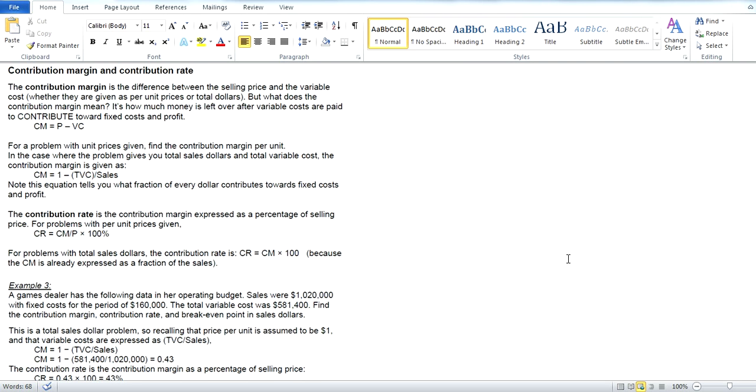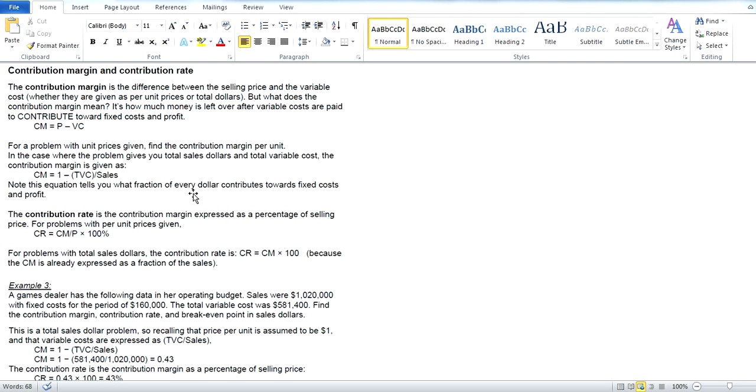Okay. So the contribution margin is the difference between the selling price and the variable cost, regardless of whether they are given as unit prices or total dollars. But what does the contribution margin mean? It is how much money is left over after variable costs are paid to contribute toward fixed costs and profit. Okay, such a straightforward definition that I like to find things that really just simplify and make it resonate with you guys. It is the amount of dollars that are left to contribute towards covering your fixed costs. Okay, straightforward formula. Contribution margin equals your price minus your variable cost.